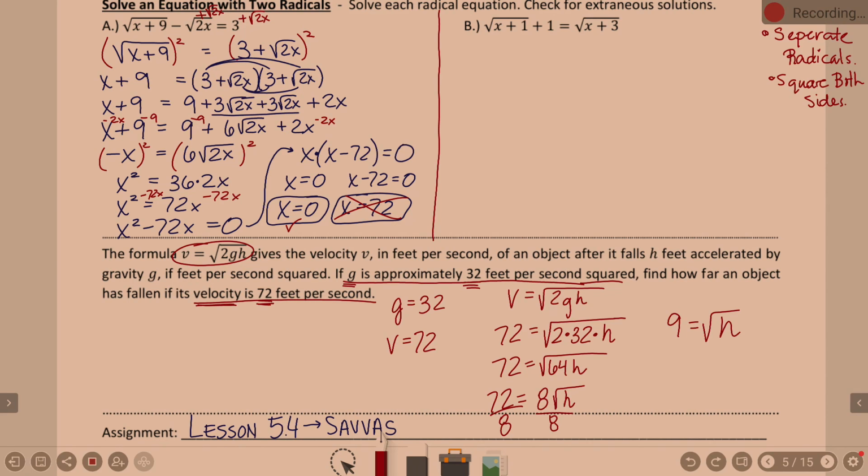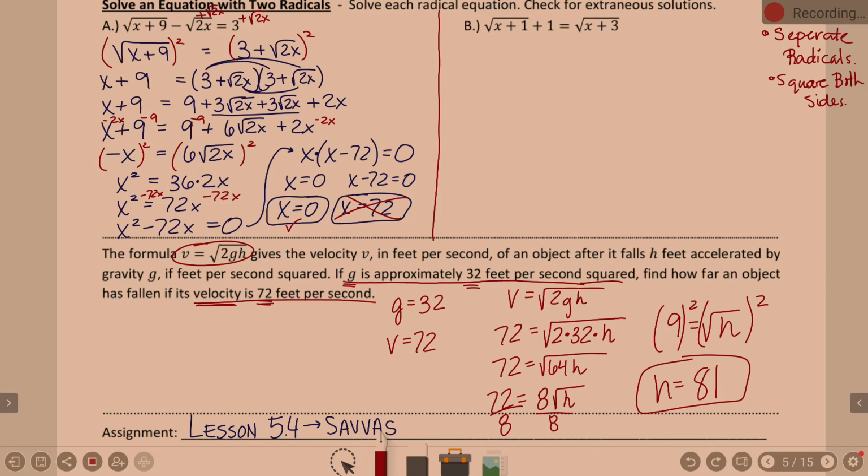How do you get rid of a square root? Square. Raise it to the power of 2. What's 9 squared? 81. What's the square root of H squared? H. Guess what? H is 81. Okay? That's solving an equation there.